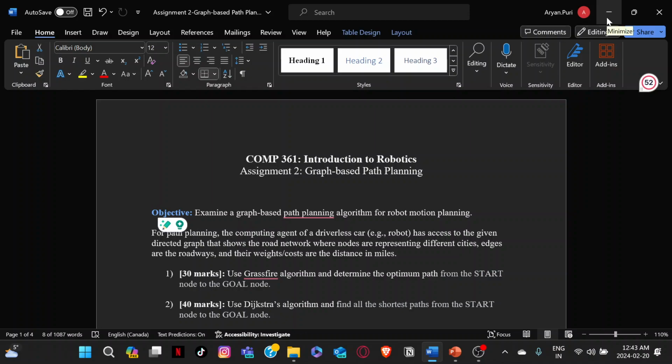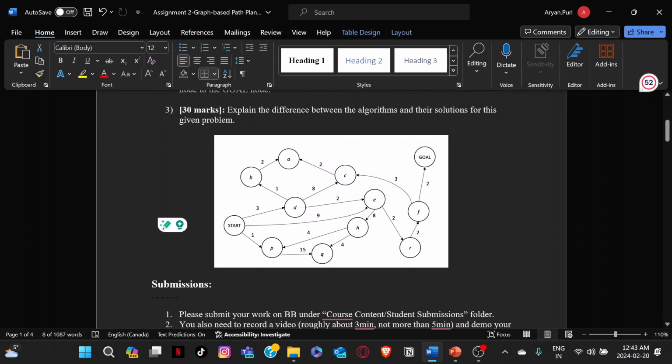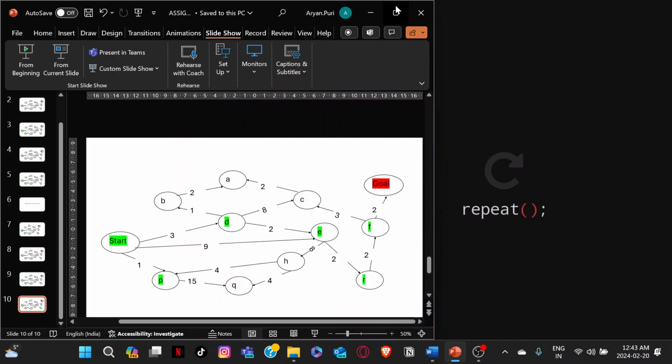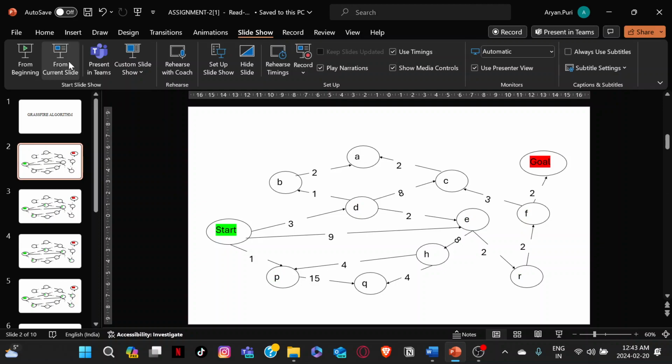Now, for this case, I will show you a diagram that is given to me in my assignment. And as we can see, I will actually show you my PPT that I have created slides for, which will help us a lot.